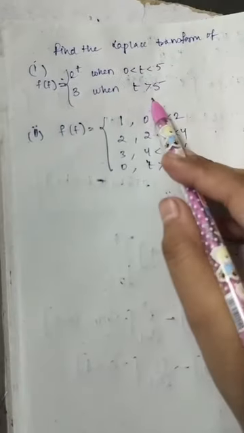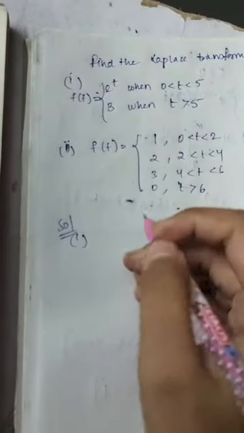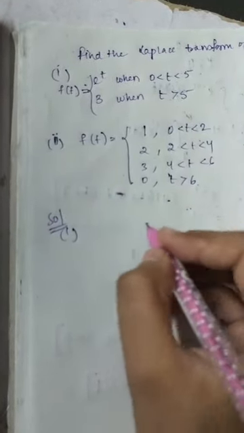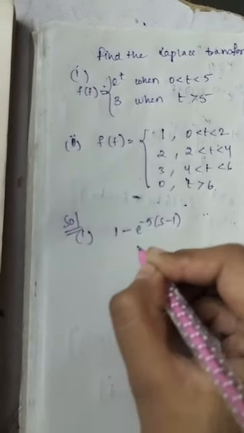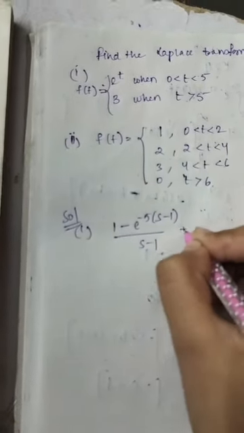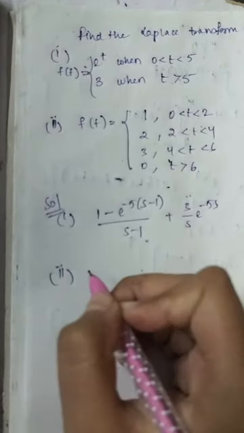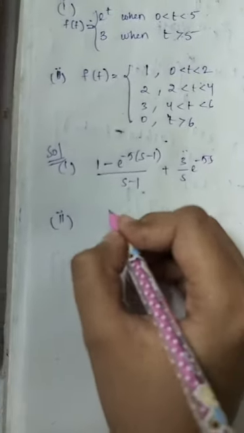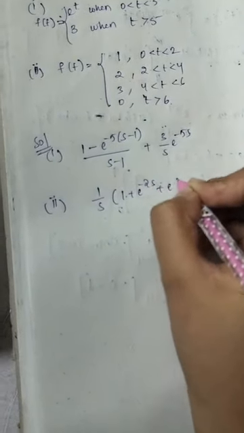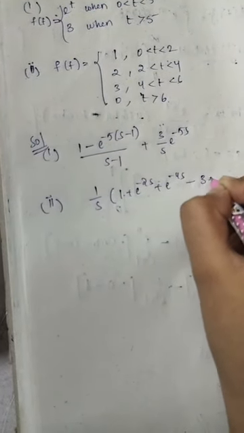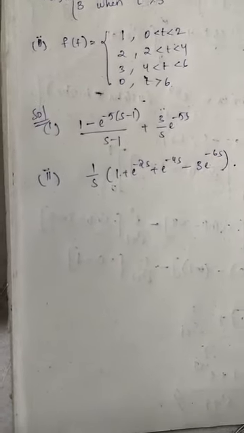So after solving the first one, I'm giving a final solution to check whether it is correct or not. So you will be getting this one. For the second one, we will get 1 by s plus e power minus 2s plus e power minus 4s plus 3 into e power minus 6s.